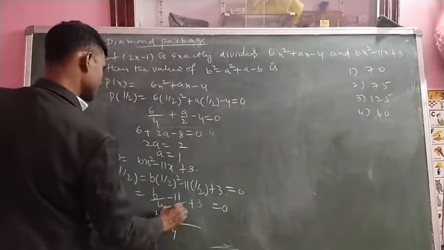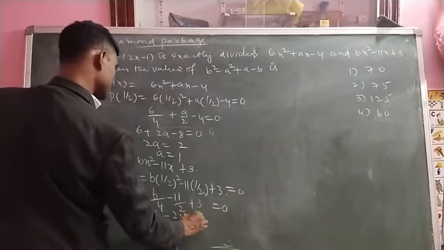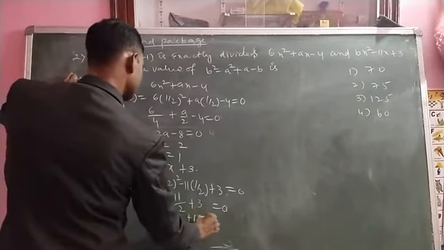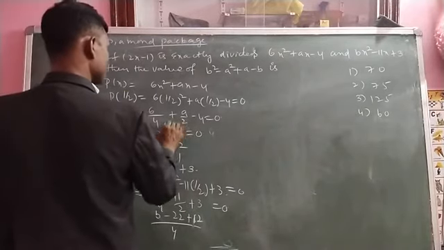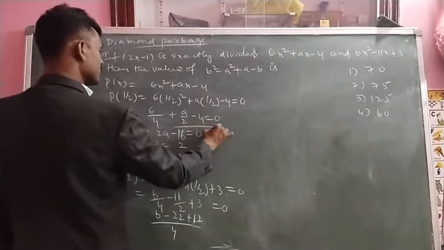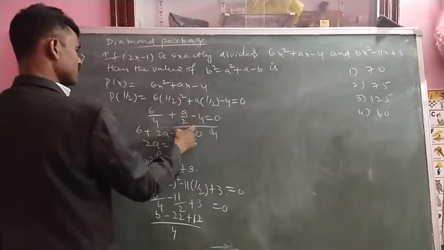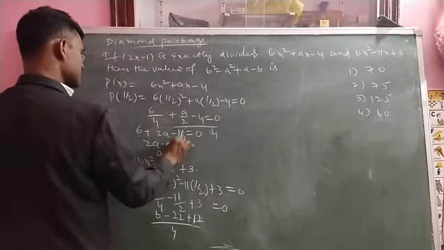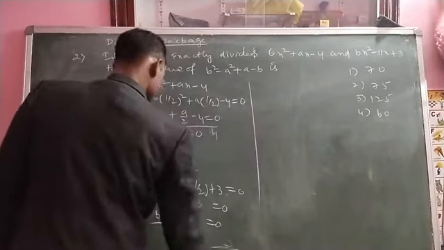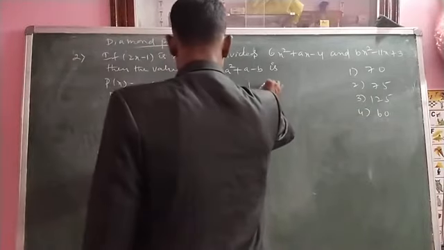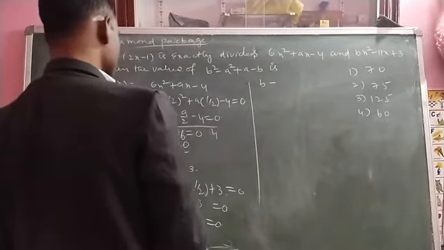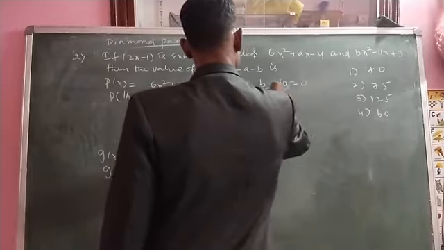LCM 4: b minus 11 twos are 22 plus 4 into 3, 12. Here also, actually, I made a mistake here. You have to take LCM as 4, so this is 2a, and 4 times 4 is 16, then this is 10, and 10 means this is 5. Okay, now this is equal to 0. Now this is b minus, 22 minus 12 is equal to 10. So b minus 10 is equal to 0, then b is equal to 10.